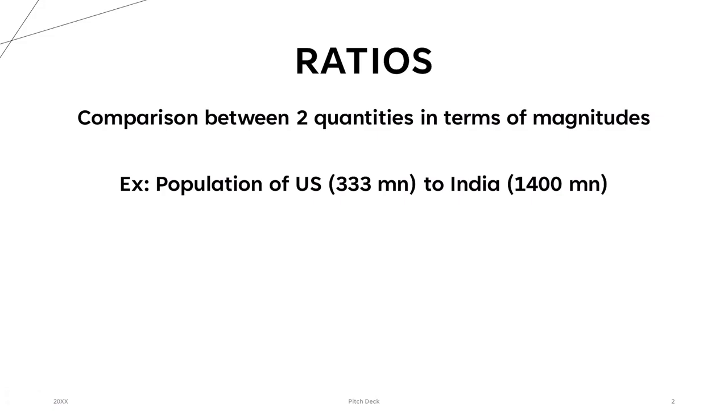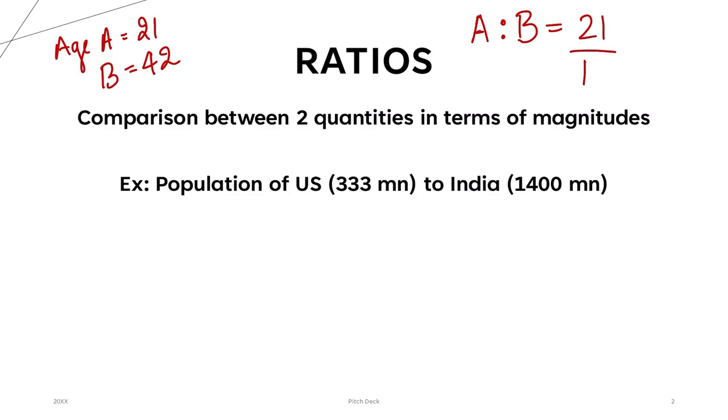When we say ratio, it means something divided by something, or something being a fraction of something, right? Suppose I say that the age of A is 21 years and the age of B is 42 years. What is the ratio of their ages? A ratio is represented like this: A colon B. A ratio B will be 21 divided by 42, meaning quantity of A divided by quantity of B.